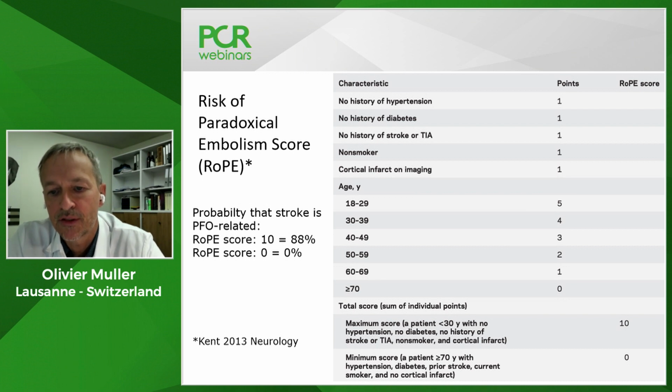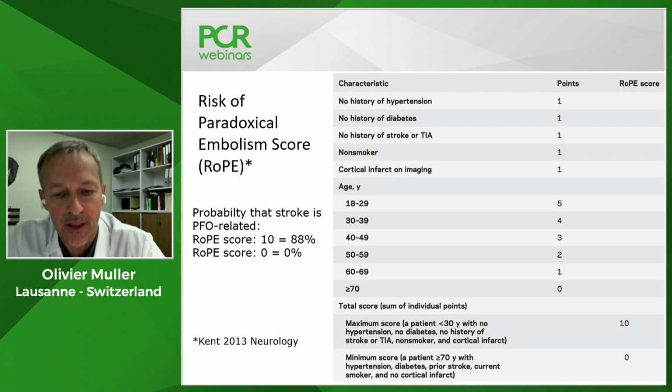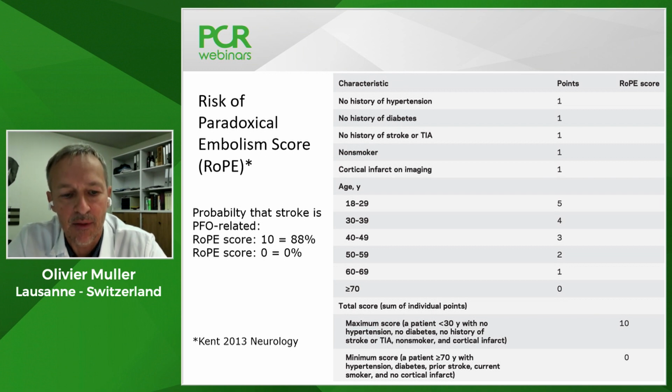And then it gives you, and I think you are seeing the slide, a number of variables: hypertension, diabetes, stroke, history of stroke, smoking, and imaging of the brain. And then there is the age. These are all variables that are very important, and I think that you can really clearly see that the age is the most important variable, and we know it without using the ROPE score that age is very helpful.